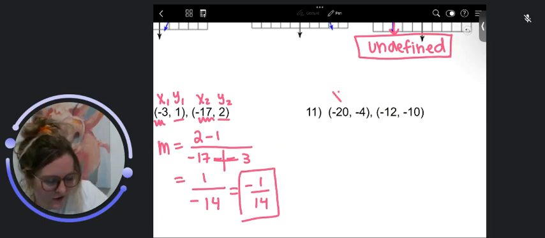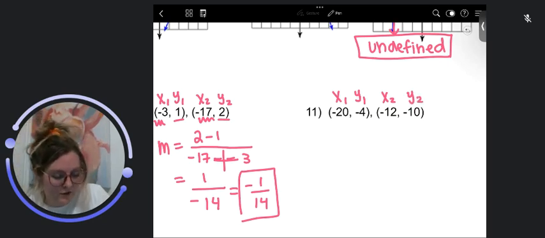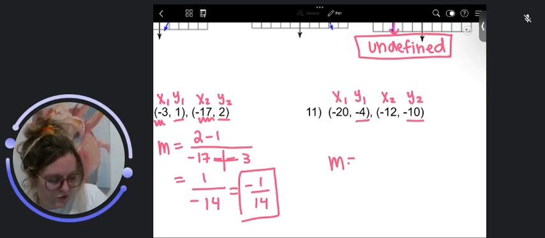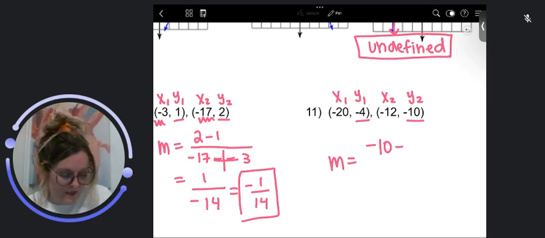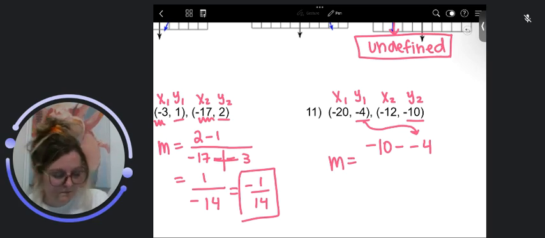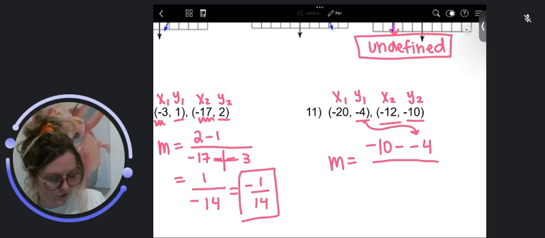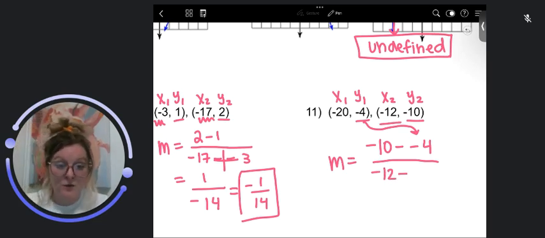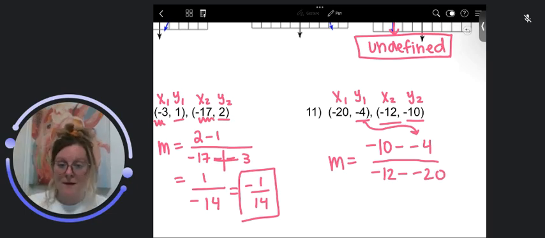Again, label x1, y1, x2, y2. We're going to put it in our formula. We are first subtracting our y's. M is equal to negative 10 minus, from the formula, then I'm putting a negative 4 from my point, all divided by, here are my x's, negative 12 minus, from the formula, and then negative 20 from my point.